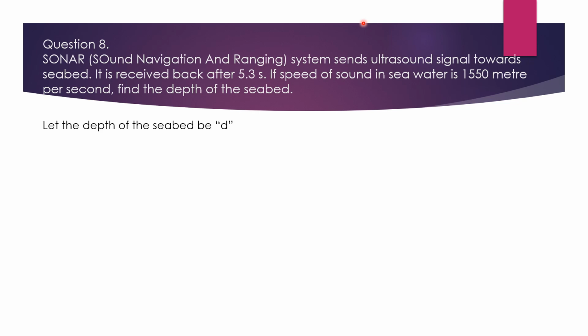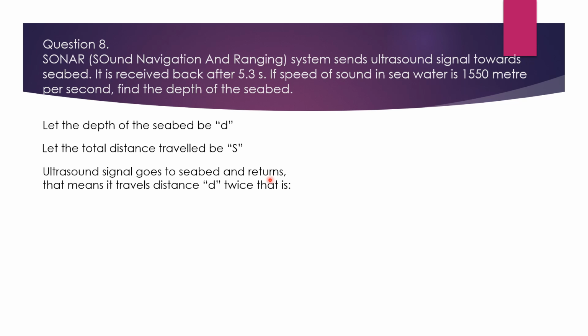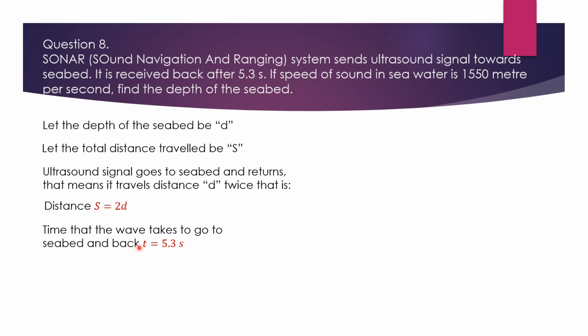Let the depth of the seabed be D. Now, let the total distance be S. The total distance is for the wave going to the seabed and then returning back to the source of the signal. Now, the ultrasound signal goes to the seabed and returns. That means it travels distance D twice. That is S is equal to 2D. The time that the wave takes to go to the seabed and back, T, is equal to 5.3 seconds. And the speed V in seawater is 1550 meters per second.